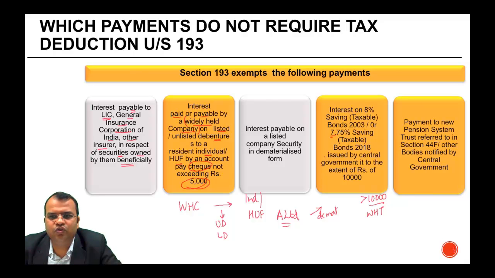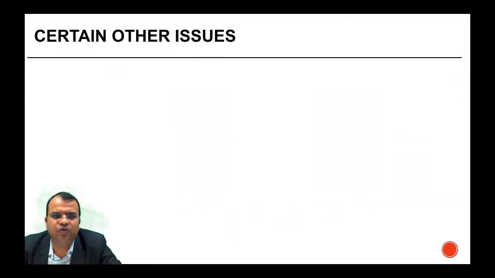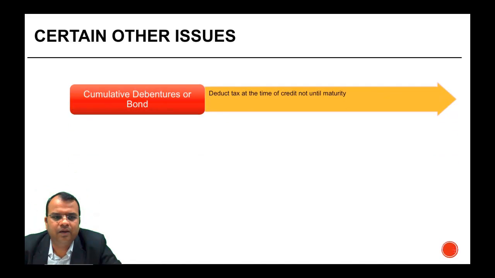Payment to new pension system trust referred to in section 44F or other bodies notified by the central government. If you make any payment of interest on securities to them, there is no requirement to withhold tax. Some of the other issues which are relevant in the context of interest on securities are cumulative debentures per bond.